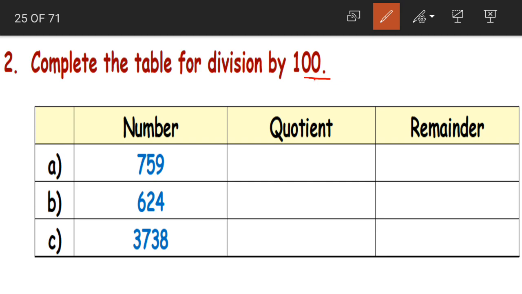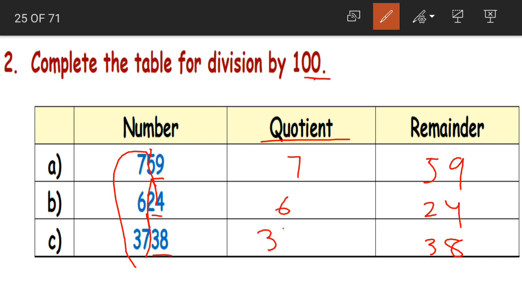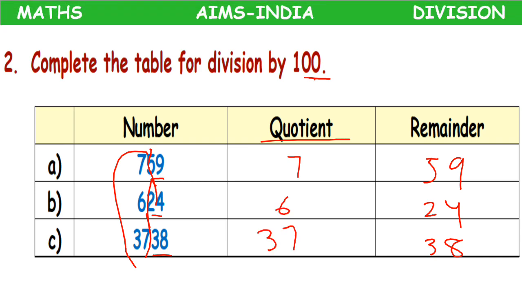Now division by 100 has 2 zeros. So the last two digits become our remainder. 59, 24 and 38. Now what about the quotient? The remaining digits become our quotients 7, 6 and 37. Yes, wish all other divisions were this easy, right?